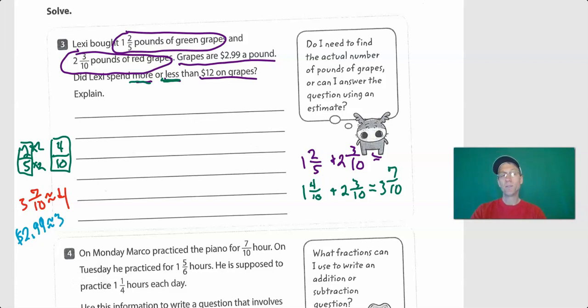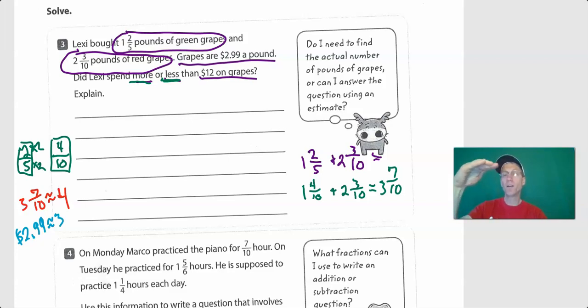Again, we're rounding up. So it's really less than $3. So what we've done with our estimate is we've said, okay, we rounded up the actual number of pounds to 4, and we rounded the price up for each pound a little bit also to 3. So our estimate is going to be a little on the high side.